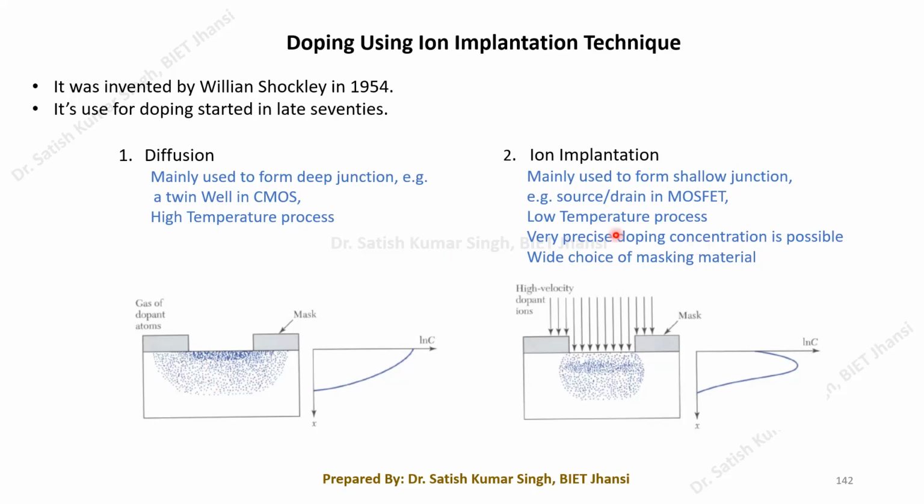Moreover, it is very important to know that a very precise control over the doping concentration can be obtained in the case of ion implantation in comparison to your diffusion process. Similarly, in the case of diffusion, we need the SiO2 layer as a mask, but in the case of ion implantation, we have a wide choice of masking materials. We can have lots of materials that can act as a mask.